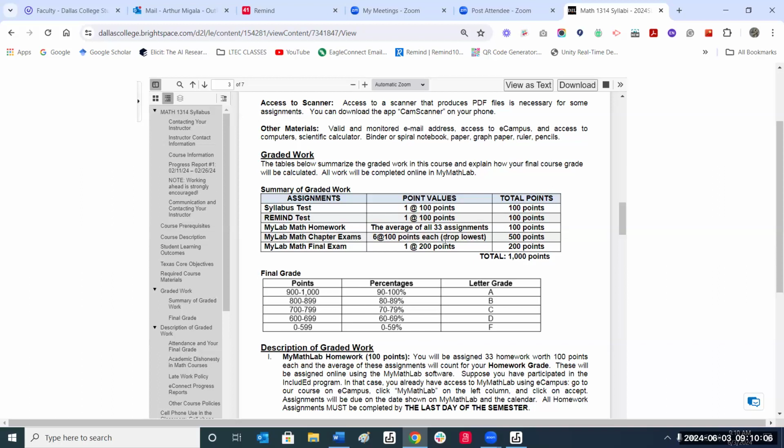So that's your test grades. I'm not going to drop any lowest grades, so you have all 6 tests, you keep those. The final exam is cumulative. It's over the entire semester.